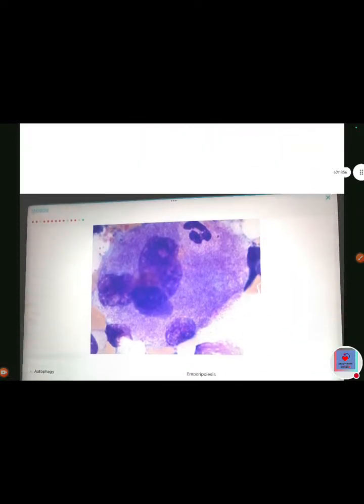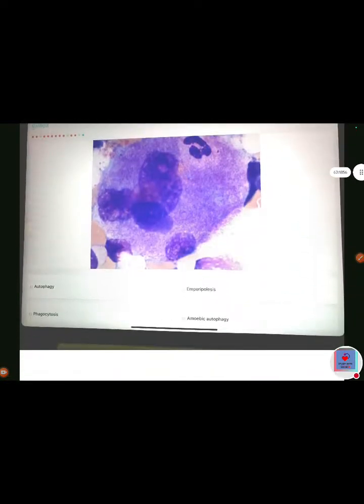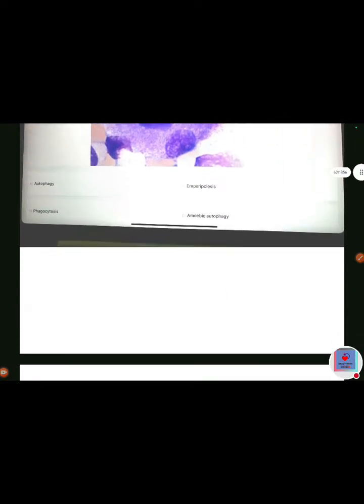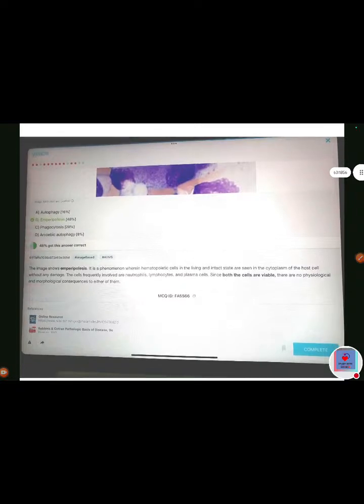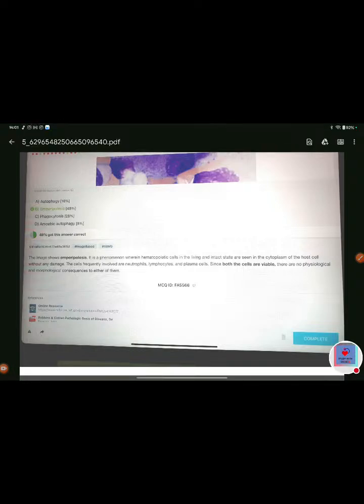So what does this figure show? Autophagy, emperipolesis, phagocytosis? The image shows emperipolesis. It is a phenomenon where hematopoietic cells, in a living and intact state, are seen in the cytoplasm of host cells without any damage. The cells frequently involved are neutrophils, lymphocytes, and plasma cells. Since both cells are viable, there are no morphological changes in either of them.